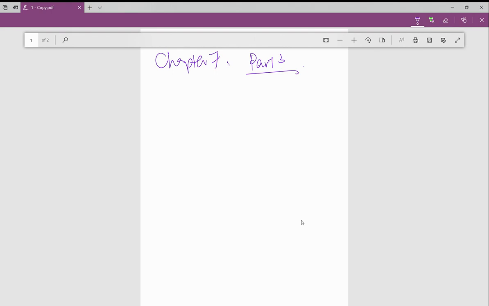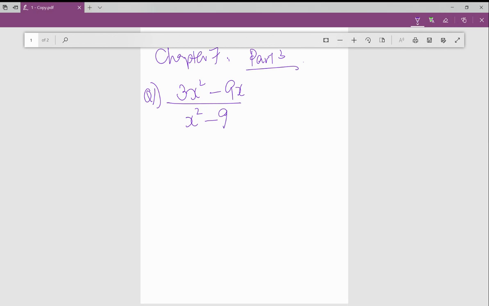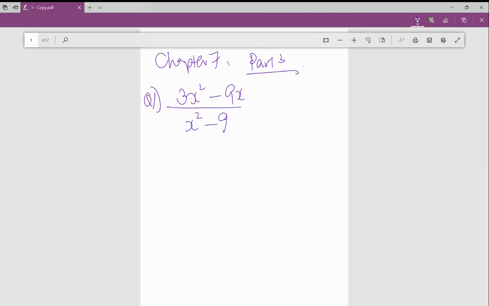Let me give you an example of the first question. Question 1. In this case, they ask you to simplify, for example, 3x squared minus 9x over x squared minus 9. So you know there's a minus again as before. In order to simplify, you need to factorize. The numerator is quite easy to factorize. You can bring 3x out. And you're left with x minus 3.